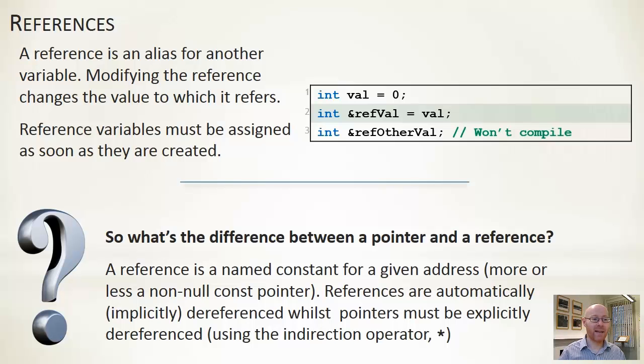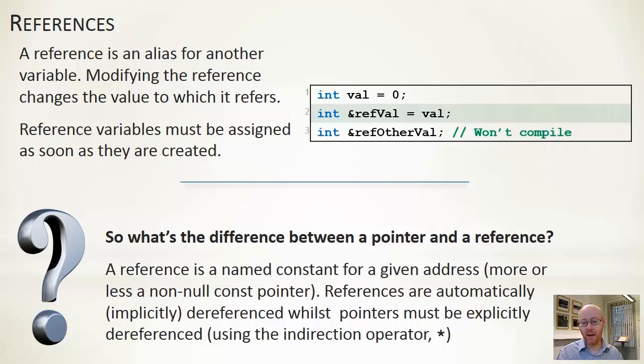And anytime you create a reference, you must, at the point of definition, define what it is you are referring to. You can't have it sort of hanging about not referring to something. It must always refer to something. What's the difference between a reference and a pointer? A reference, you can think of it as a named constant for a given address. So more or less a non-null const pointer. It must always point to something. It is not allowed to be null. It is not allowed to change the thing that it points to.